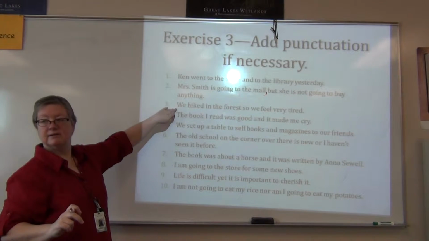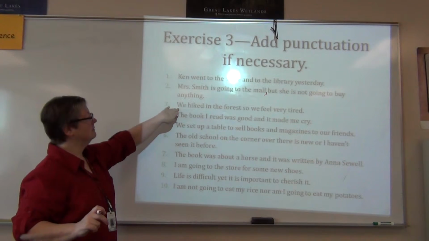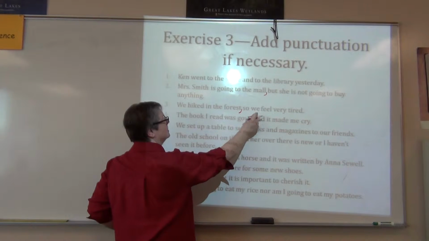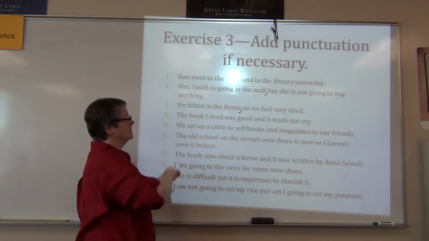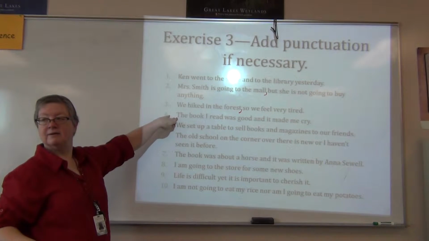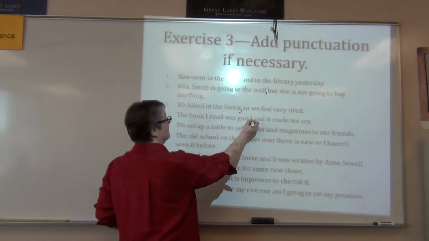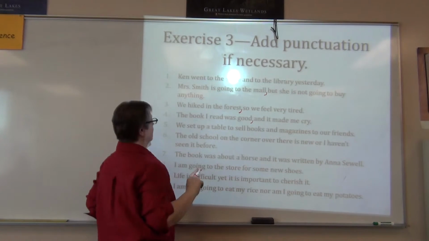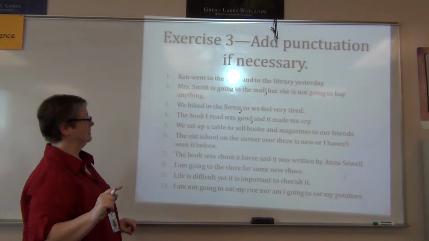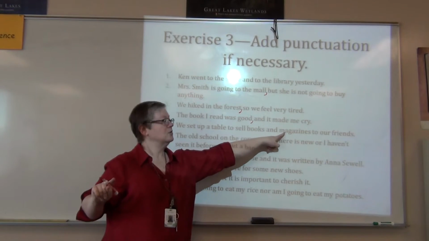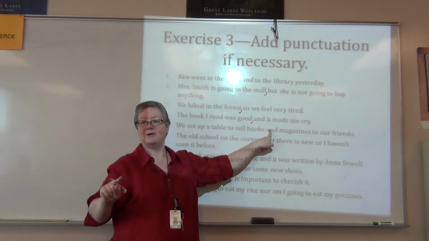How about number 3? Yeah, we do. After Forrest? Yep, because you have subject verb here, subject verb here. How about number 4? After good? Yep, because you've got subject verb there. What about 5? Books. No subject and verb. No comma.